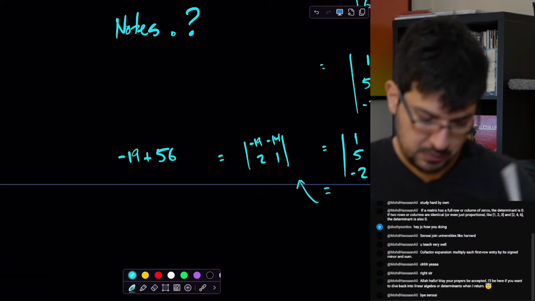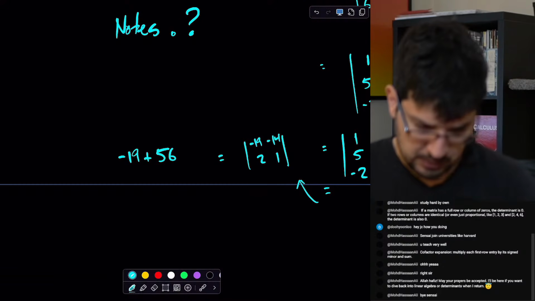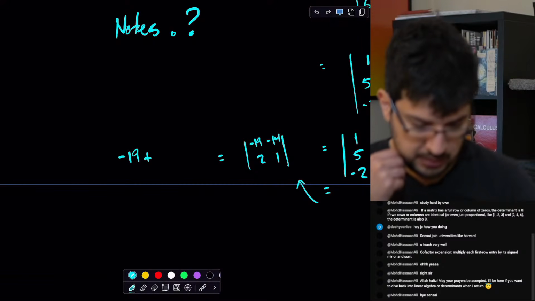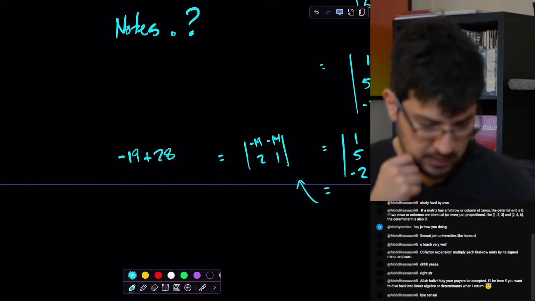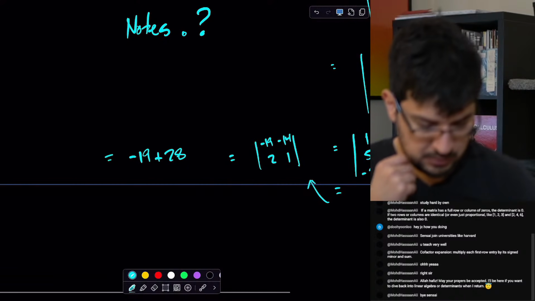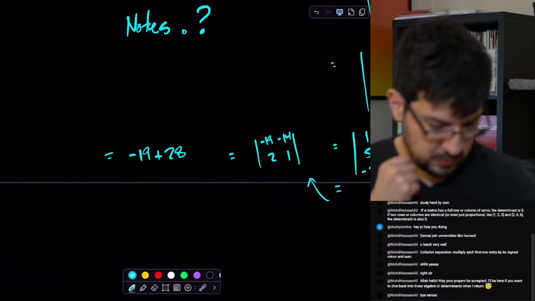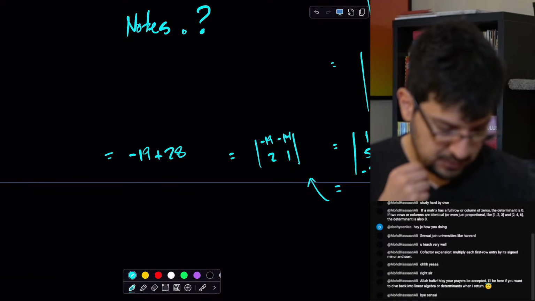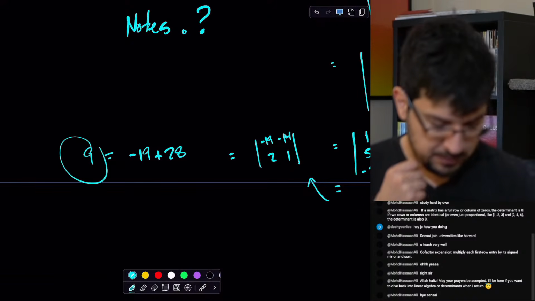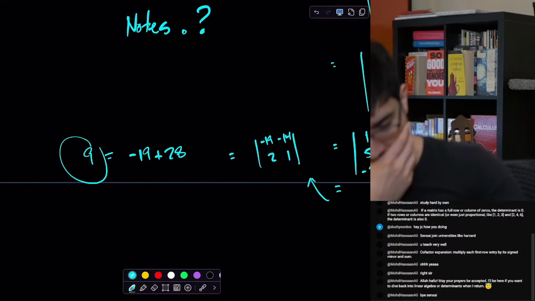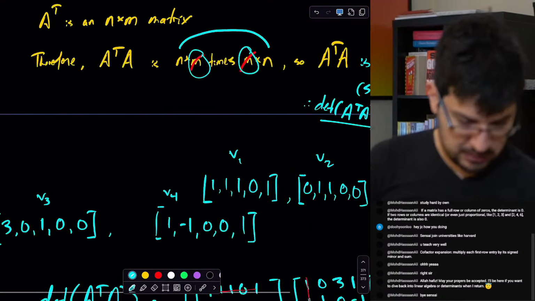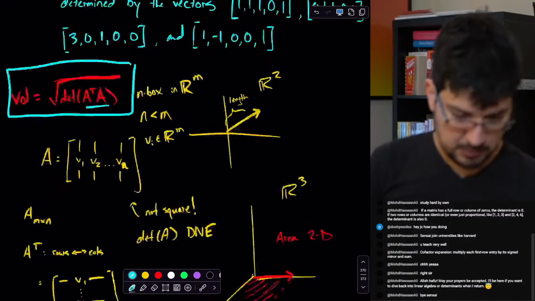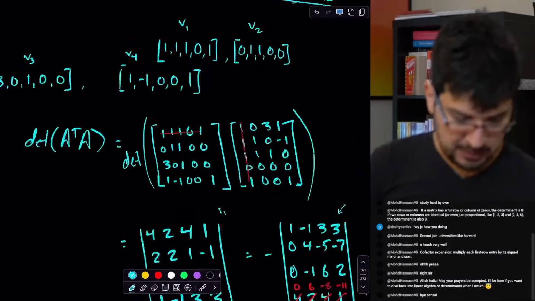Wait, no. Why did I double twice? Yeah, negative 19 plus 28. And this, I'm confusing myself for a second here, is 9. I think that's the answer on this one. Is it an odd problem or an even problem? It's an even problem.